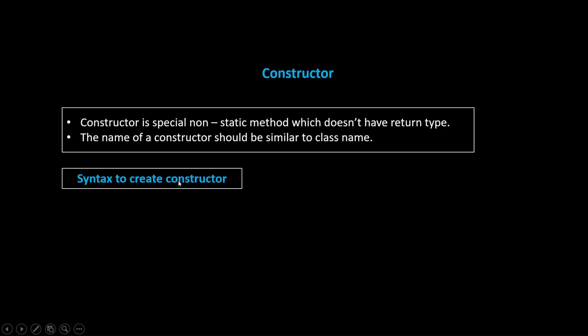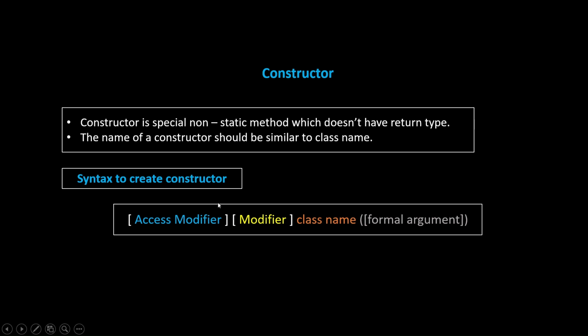Also, the syntax to create the constructor. The syntax of creating a constructor is, let's suppose here, access modifier, class name, and the formal argument. The formal argument means the variable which you are providing inside of this constructor. Whatever states you are providing inside this parenthesis is considered a formal argument. The constructor name should be the same as the class name.